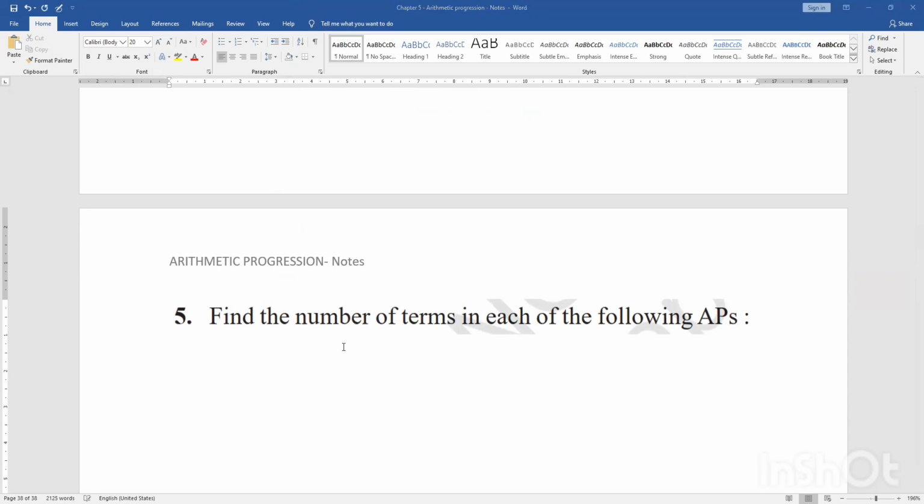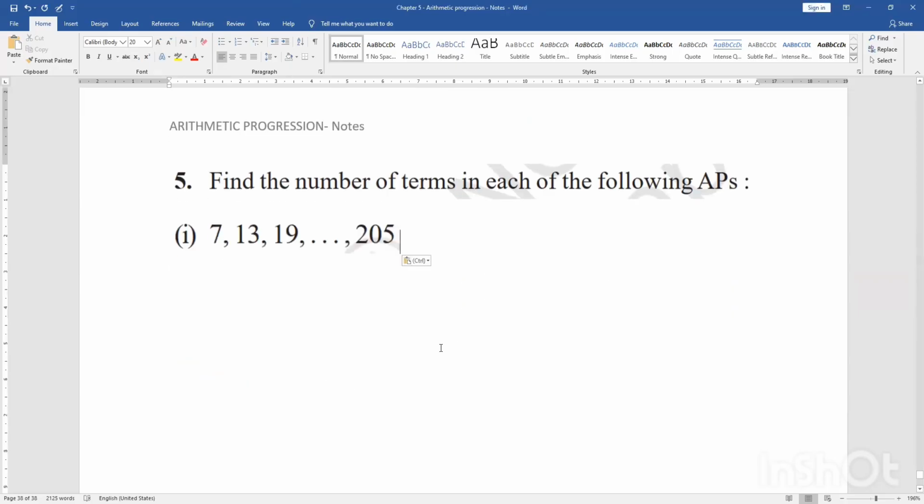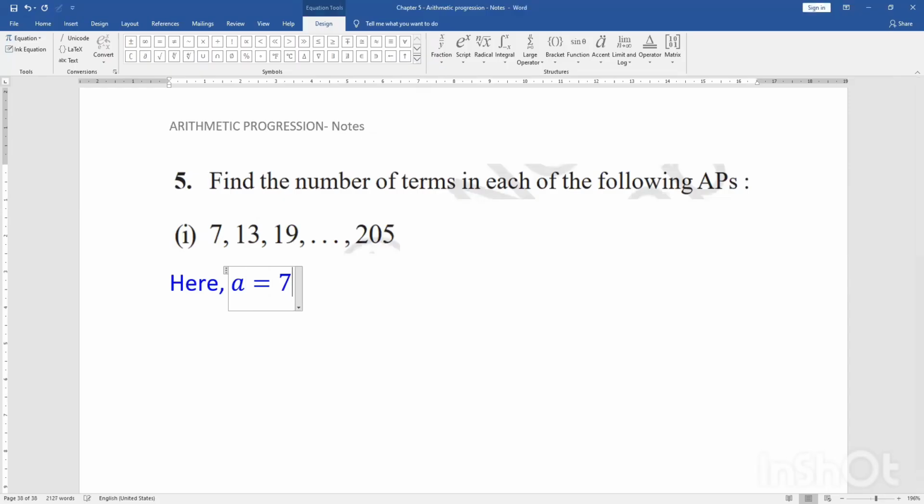The first question we have is 7, 13, 19, and so on to 205. Now let us write our findings. So here, what is given? We have the first term a as 7. Then we have d, the common difference, which is the second term minus the first term, that is 13 minus 7, which is nothing but 6.